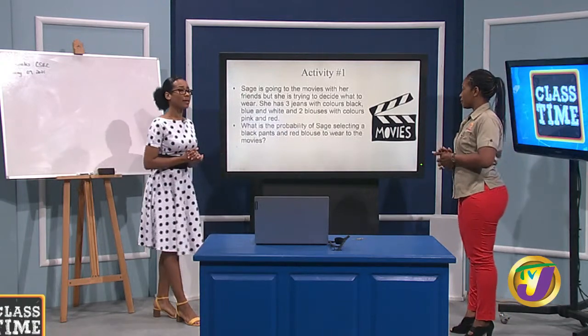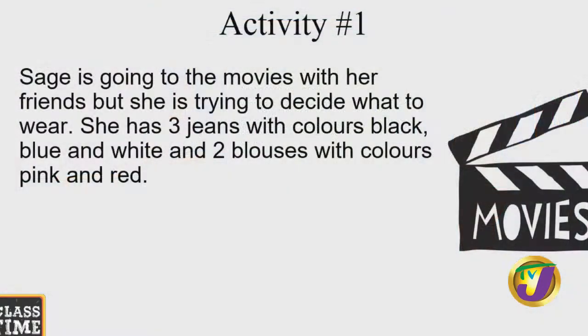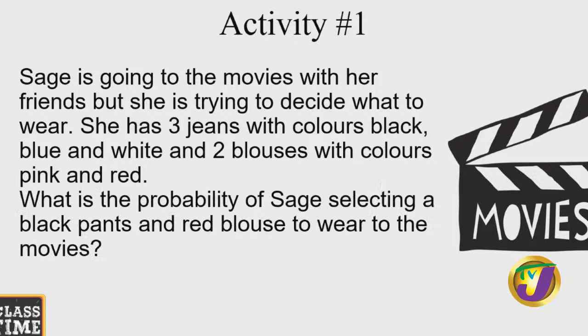Let's take a look at this activity here. Sage is going to the movies with her friends, but she's trying to decide what to wear. She has 3 jeans with colors black, blue, and white, and she has 2 blouses with colors pink and red. What is the probability of Sage selecting black pants and a red blouse to wear to the movies?